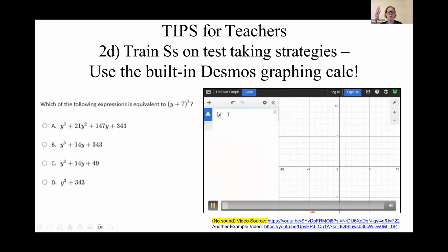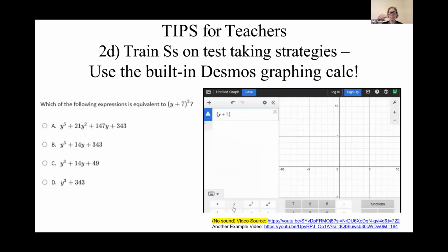Simply type in y plus 7 in parentheses, and I'm going to do the third power. It has a built-in keyboard, so I'm going to have it raised to a third power. And when I do that, it gives me an error because Desmos only works in terms of x. So they do have to have it in terms of x. Now I can graph all of the choices and I can start with the first one.